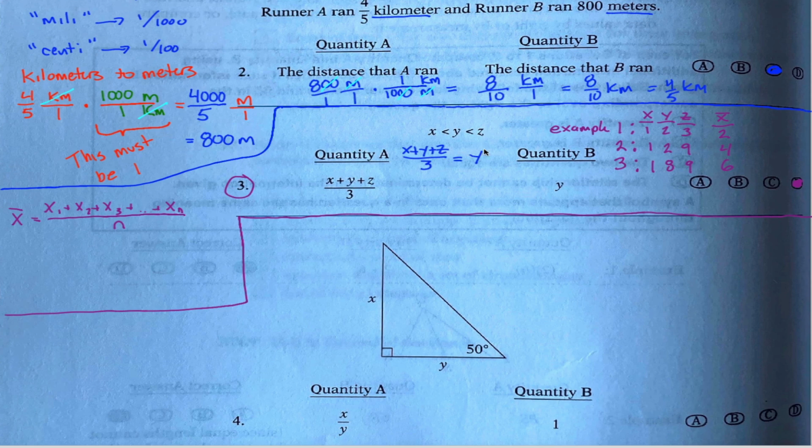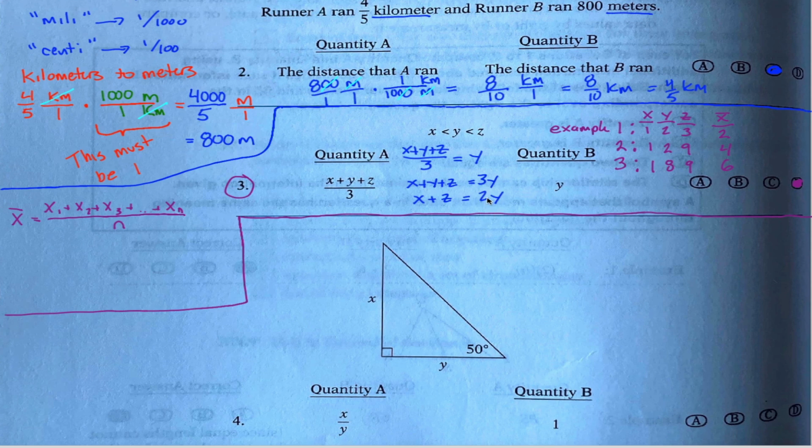Well, let's see, if I mess with this algebraically, I can multiply both sides of the equation by 3 and get x + y + z = 3y. I don't know if that really shows me anything. Maybe I could subtract y from both sides of the equation and get x + z = 2y. That's still not all that useful.